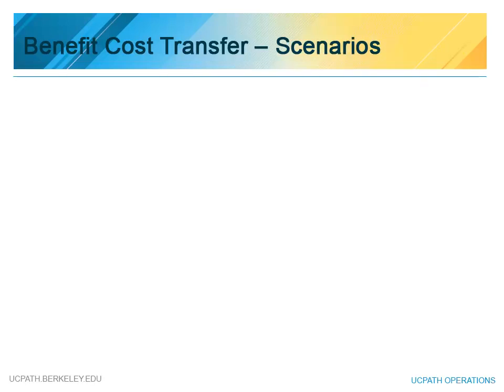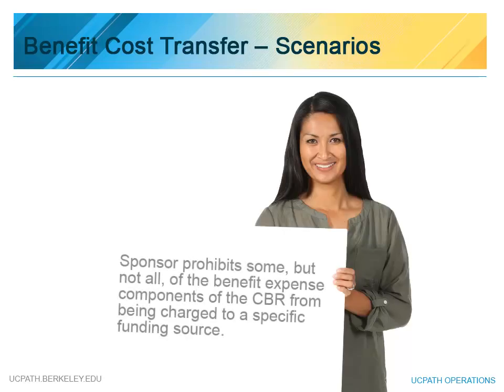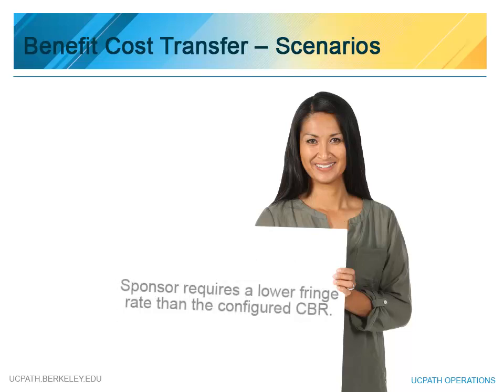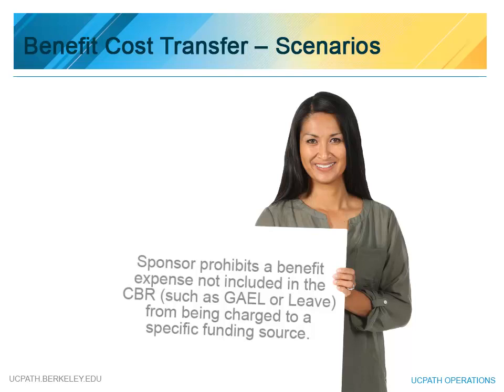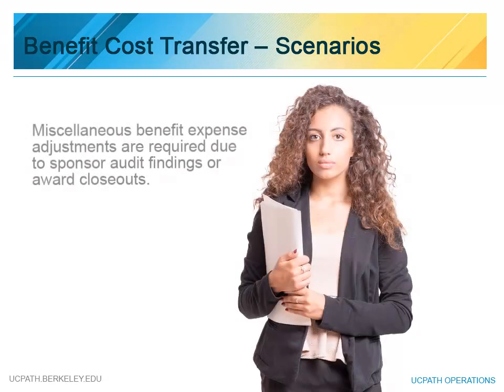Here are a few situations in which you would want to use benefit cost transfer. For example, if an employee is paid on a funding source for which the sponsor prohibits some but not all of the benefit expense components of the CBR from being charged to a specific funding source, if they require a lower fringe rate than the configured CBR, if they prohibit all fringe expenses, CBR and non-CBR, from being charged to a specific funding source, if they prohibit a benefit expense not included in the CBR from being charged to a specific funding source, or if miscellaneous benefit expense adjustments are required due to sponsor audit findings or award closeouts.